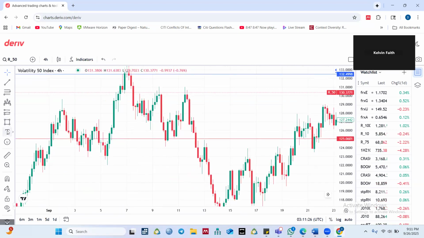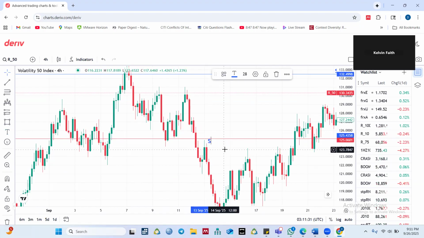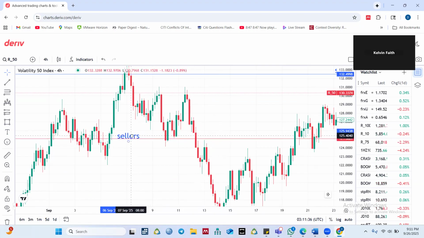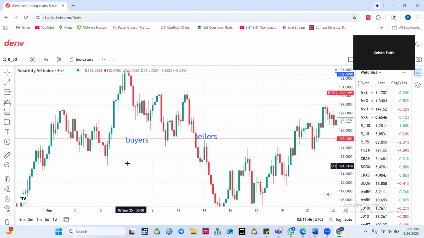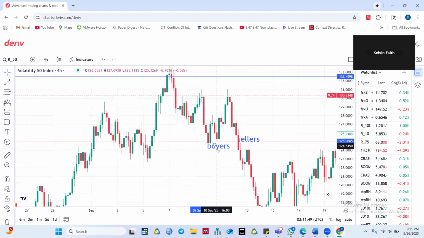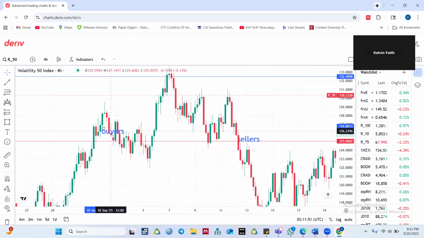Same thing applies down here. Sellers are on top here, and then buyers are below here. Anytime price comes here, buyers push it up. Price comes here, goes below. The moment it is above with a body candle close above that line, retesting, buyers push it up.